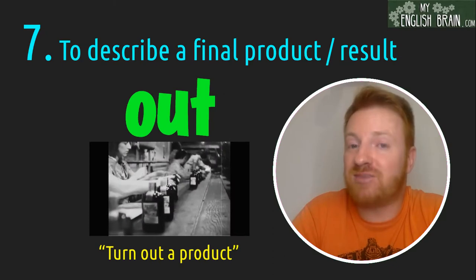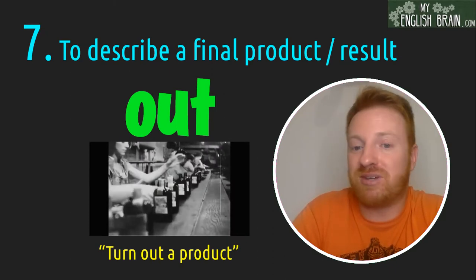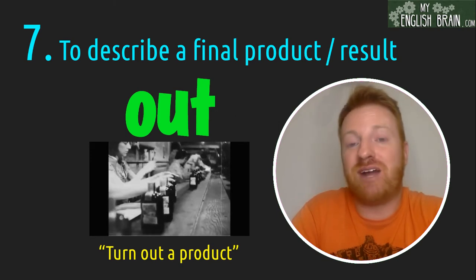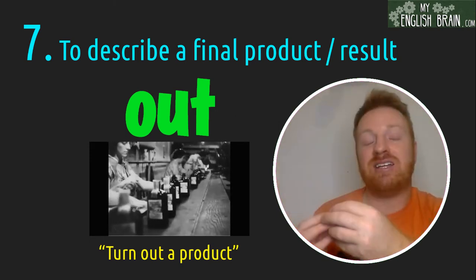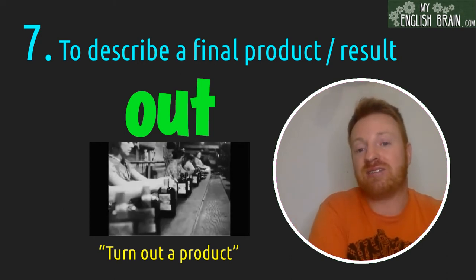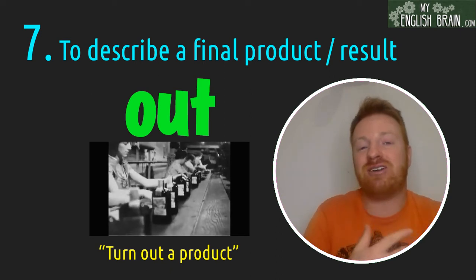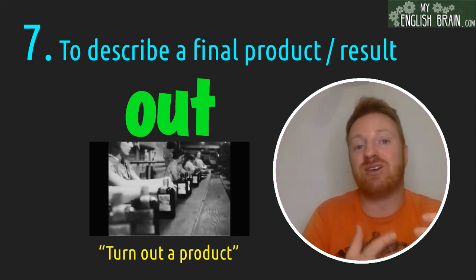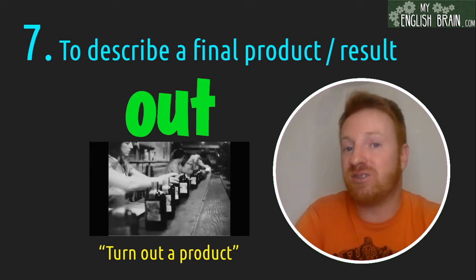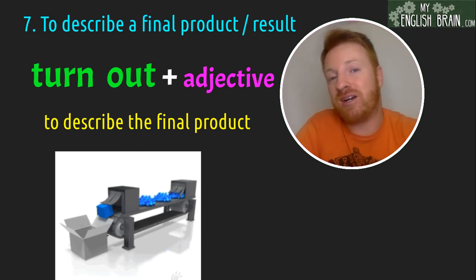All right, the last way that we use out is to describe a final product or the final result of something. If you think about a factory, it takes in individual materials and then it produces a product. It turns out a product. The idea of turn out is almost to create a product or to create a final result of something. So when we use turn out and an adjective, we're usually describing the final product of something.